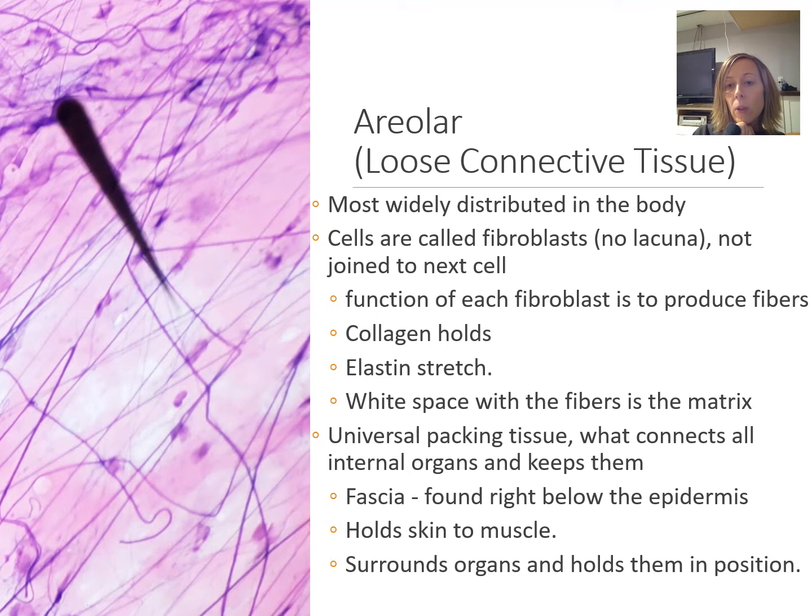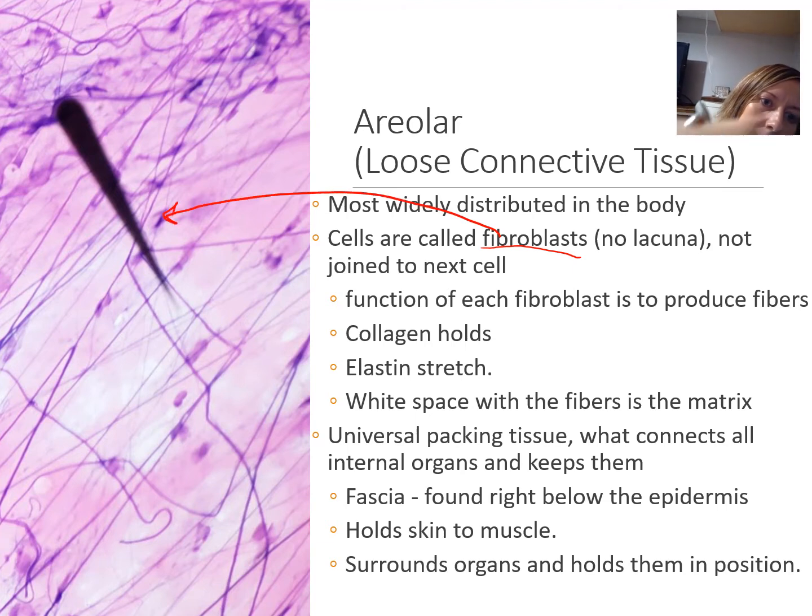All right, next we have areolar, which is our last loose connective tissue. The cells of areolar are called fibroblasts. They're called fibroblasts because blasts are cells that make things, and they're going to make fibers, fibroblasts. And the fibroblasts are these cells right here. Those are fibroblasts, okay? Notice that they are not in a lacuna, so it's not a cartilage and it's not a bone, right? It doesn't need that house anymore because the matrix is very loose, okay?